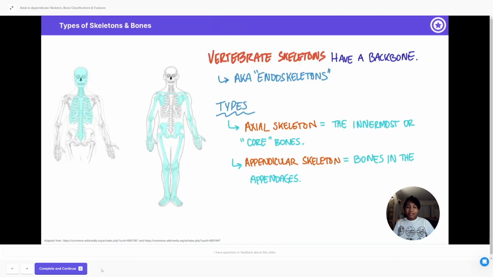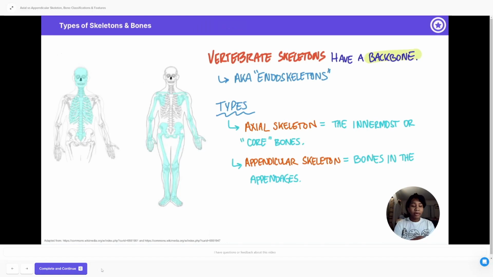Now, a vertebrate skeleton is something that we're all familiar with. The reason we're able to stand upright is because we have a backbone, and another name for an internal skeleton is just called an endoskeleton. Endo usually refers to inside, and exo outside. Now, within the context of an endoskeleton, there are different ways to classify the bones that we do have.